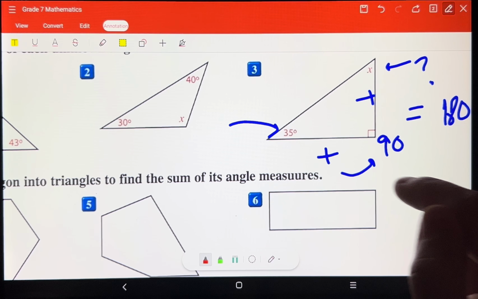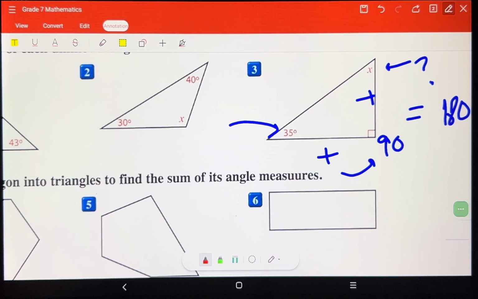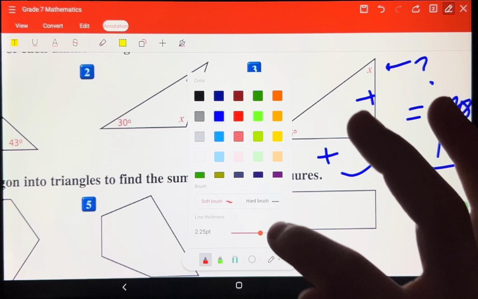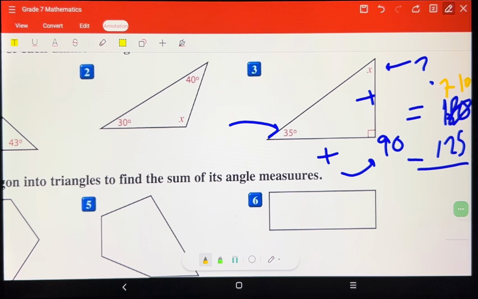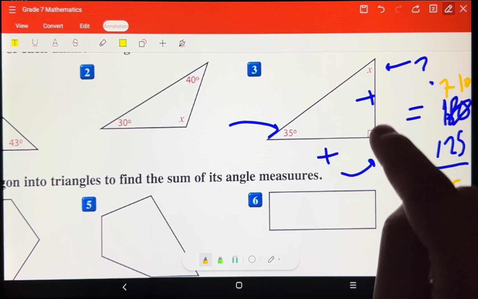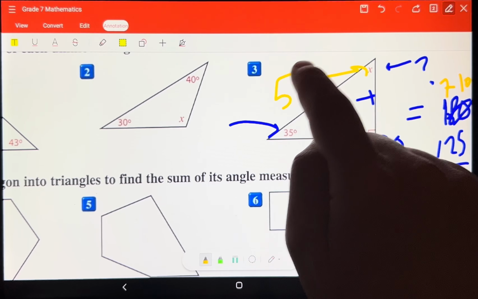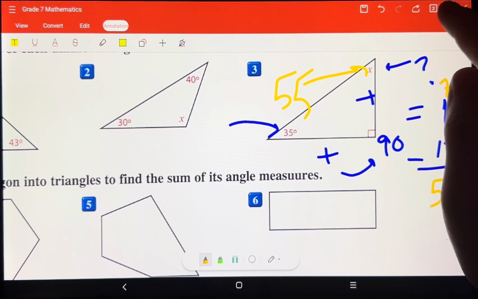So 90 plus 35. When I add them up, I get 125. Now I subtract from 180: 10 minus 5 is 5, and 7 minus 2 is 5. Yes, it's 55. So the missing angle here is 55.